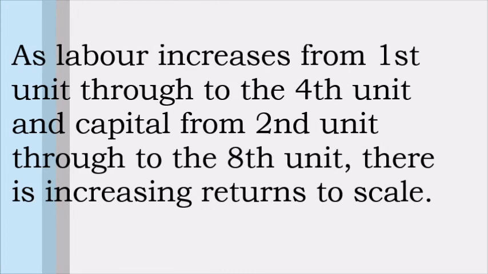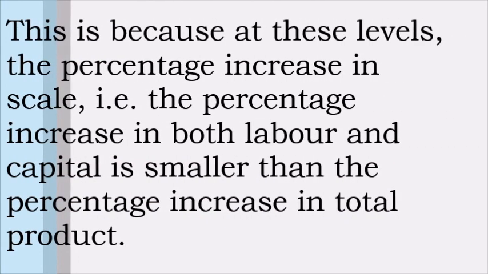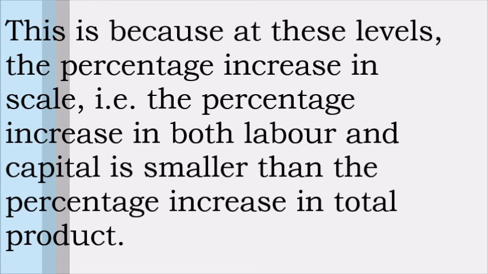Now let's tackle the question. Question number 3. Look at the table carefully. The table shows that as labor increases from the first unit through to the fourth unit, and capital from the second unit through to the eighth unit, there is increasing returns to scale. This is because at these levels, the percentage increase in scale, that is, the percentage increase in both labor and capital, is smaller than the percentage increase in total product.